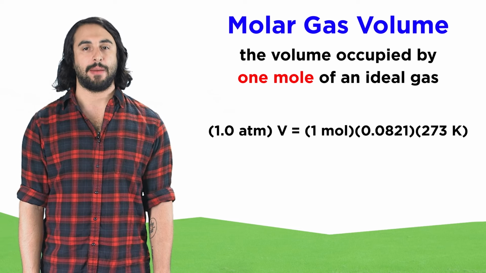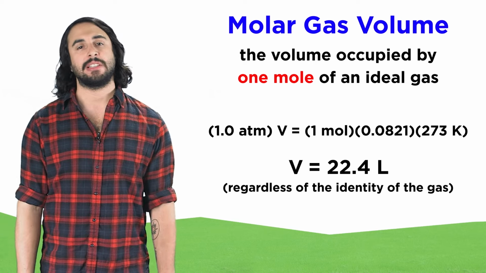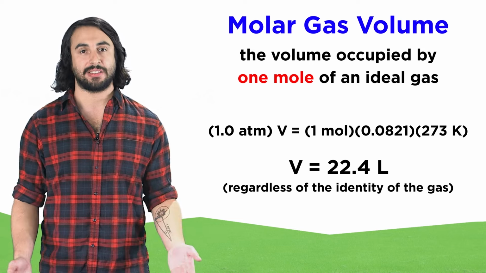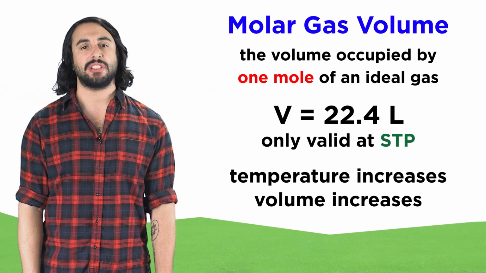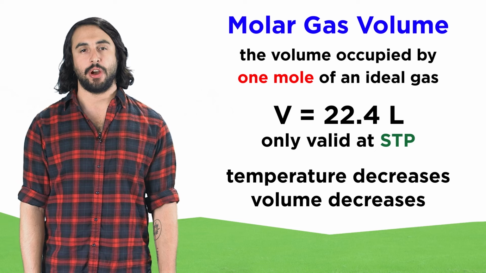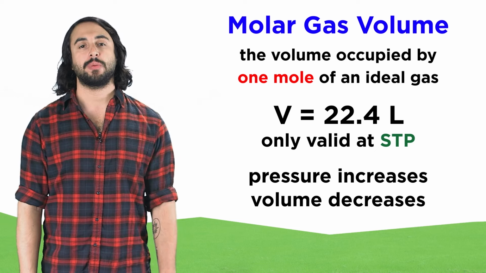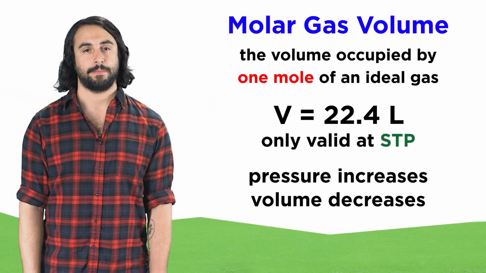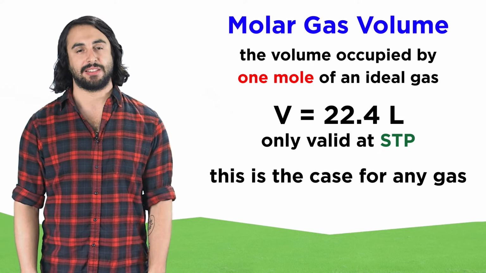We simply plug in 1 atmosphere, 1 mole, and 273 Kelvin, and this is the volume that we get. Doesn't matter if it's oxygen, nitrogen, hydrogen, argon, or any other ideal gas. This is the molar gas volume at STP. At higher temperatures, this value would be larger, and at lower temperatures, this value would be smaller, as we know from Charles's law. If the exterior pressure were different, this would also have an effect on the volume, as we can assume based on Boyle's law. But the volume will typically be the same regardless of the identity of the gas.